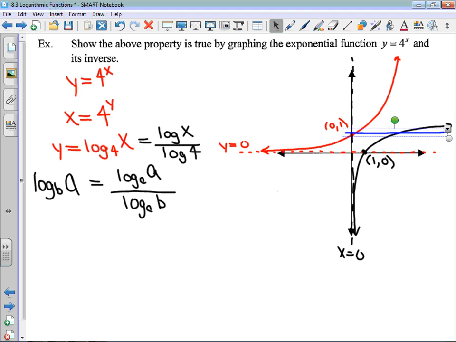Now, really what I'm trying to show here is that if the inverse of a function is a function, then the inverse of the inverse takes us back to the function as well.